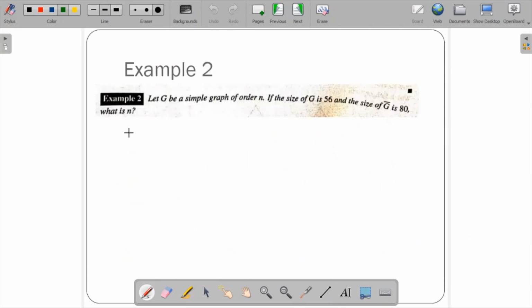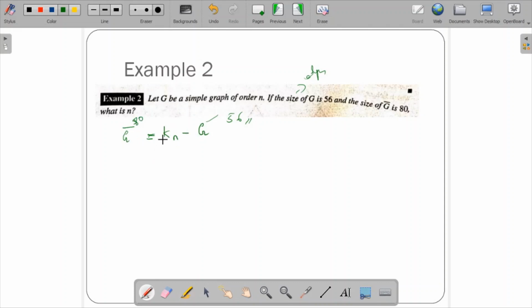So by the definition we know that G bar is equal to the complete graph minus the subgraph we have considered as G. Therefore, let G be a simple graph of order n. The size of G means the number of edges. The number of edges of G is 56, and the number of edges of the complement graph is 80. Then what is n, you have to find.